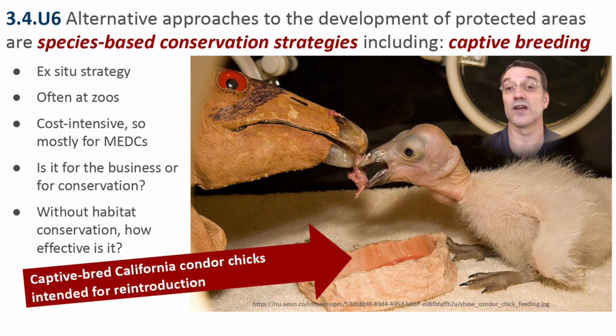Here we see a California condor chick that's being fed by a human. This is an example of ex situ conservation. That means conservation off-site. While these programs can be expensive, and they're mainly feasible in more economically developed countries like the USA, they've helped save several species from extinction.